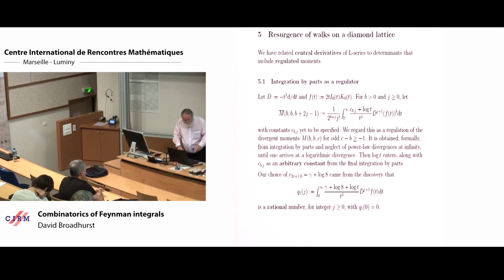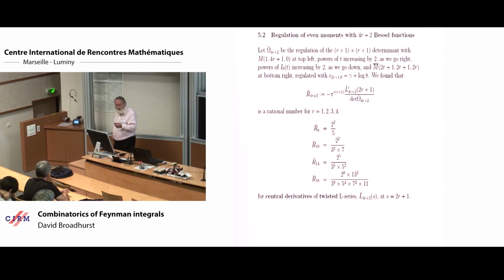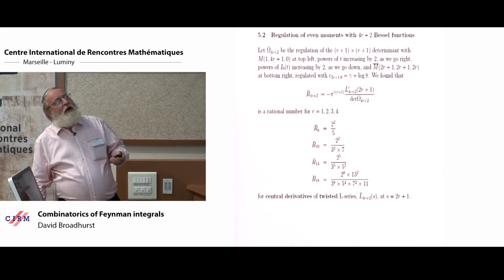Now, where Marilyn Monroe comes in is this problem where, by the way, I have central derivatives for L-series associated with even powers of t. Those don't come from Feynman diagrams, but those associated with twisted Kloosterman sums.